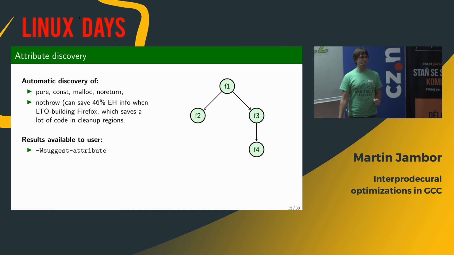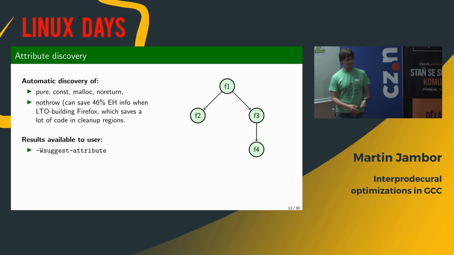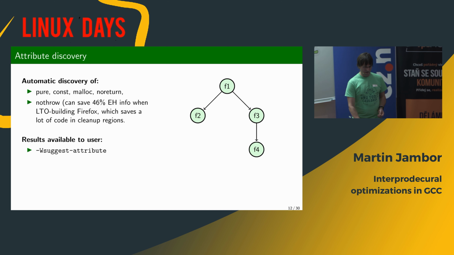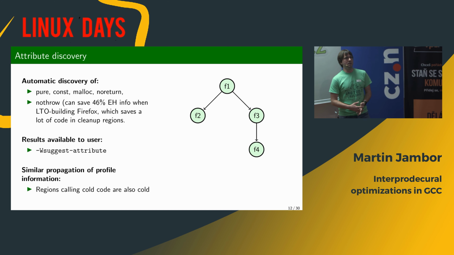One of the attributes that are not talked about generally, but it is perhaps one of the most important ones, is nothrow, which marks that a function cannot throw exceptions. And propagation of that in LTO can save up to 46% of exception handling information and exception handling code blocks, which saves a lot of code and allows for more aggressive optimizations in functions that then call these nothrow functions.